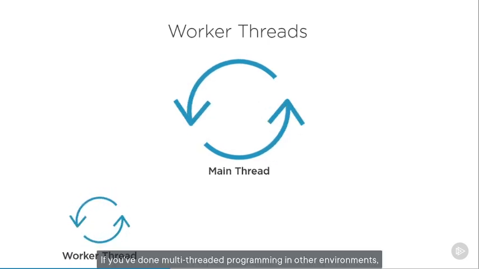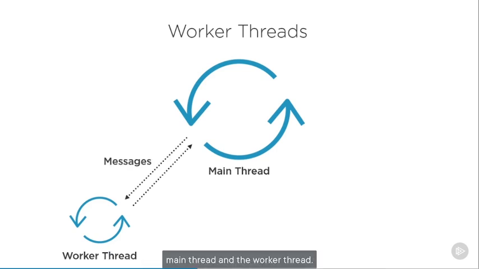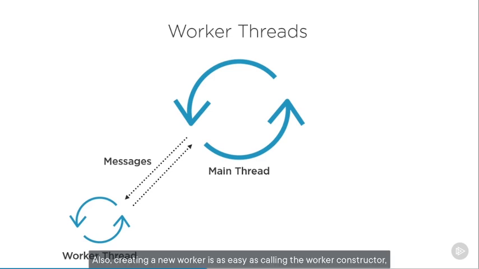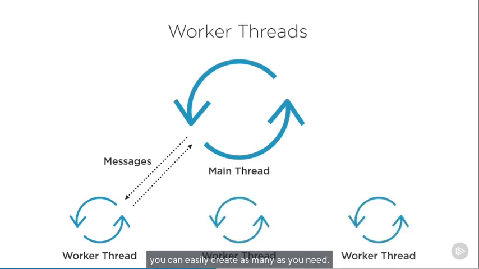If you've done multi-threaded programming in other environments, you may be surprised to find that you don't have some of the traditional mechanisms available for thread synchronization. However, you are able to pass messages back and forth between the main thread and the worker thread. Also, creating a new worker is as easy as calling the worker constructor, so if you determine you need more than one, you can easily create as many as you need.